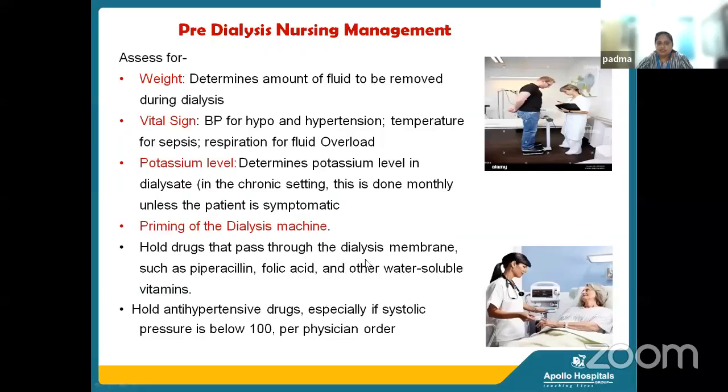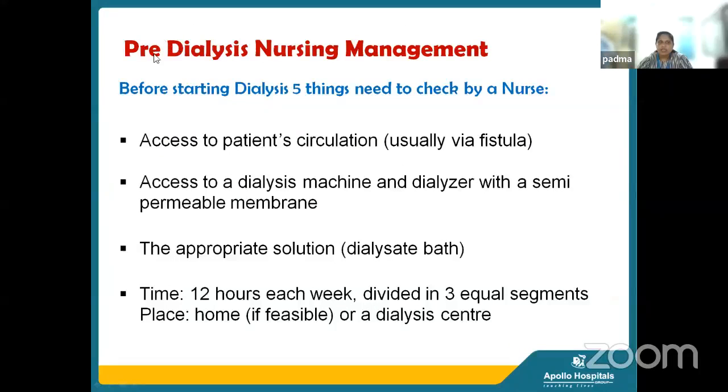Hold any drugs that pass through the dialysis membrane, such as piperacillin, folic acid, and other water-soluble vitamins. Hold antihypertensive medicines, especially if systolic pressure is below 100, per physician order. And these also have access to the patient circulation. Usually all OP patients come via AV fistula.